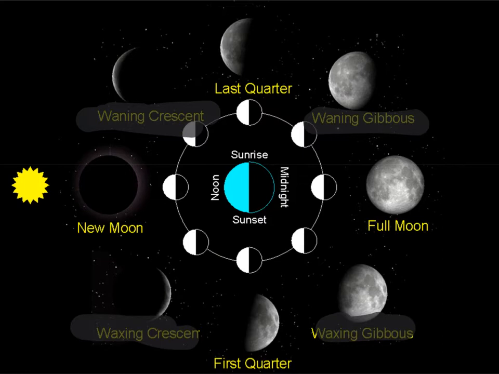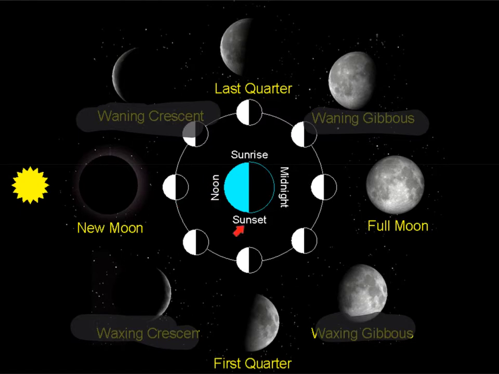So new moon is when you have the moon between the position of the Earth, so this guy is the Earth, and the sun. You can remember that because, look at this inner picture here. You can see the side facing Earth is dark. And the new moon is at its highest point at noon.